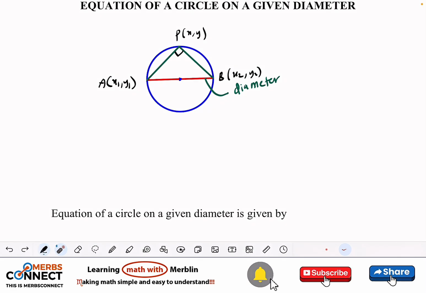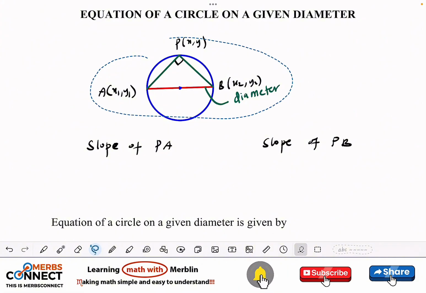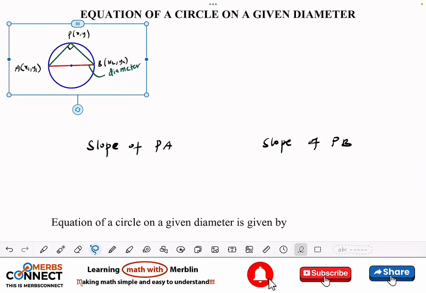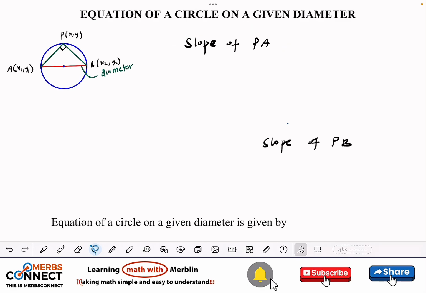So now, if we want to find the slope, let's try and find the slope of line AP, and then we also find the slope of line PB, right? So let me make this one PA, right? Good. So basically that's what we want to do. So now that we are done with this circle here, let me just minimize this so that I can get some space to write. Good. So now with the slope of this, look at what we are going to get.